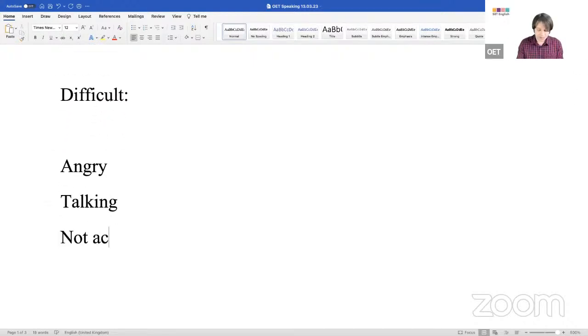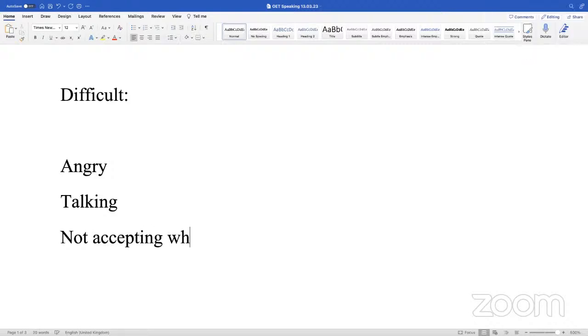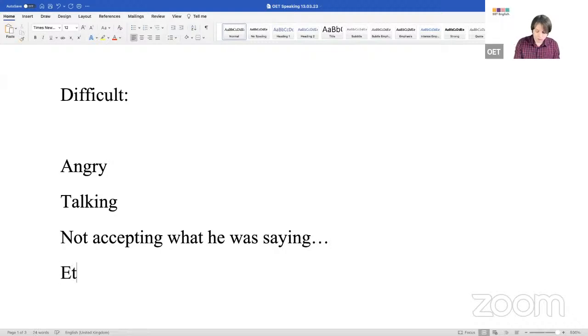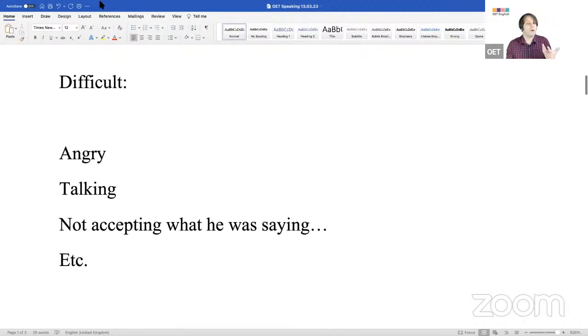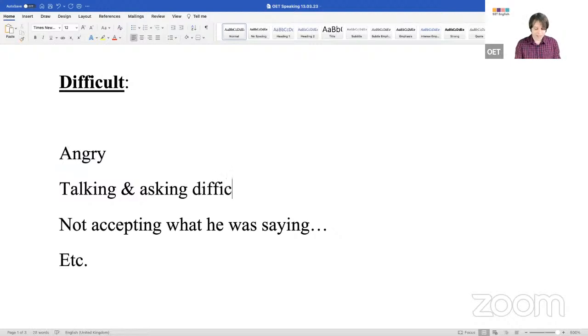Not accepting maybe what he was saying, right? He wants the priority first. Or reluctant. Yeah, I was reluctant to go along with him, etc. So obviously the class today is about difficult patients. Really, I suppose anger is one of the main ones, but maybe talking and asking difficult questions, you know what I mean? Not really accepting what the doctor is saying.